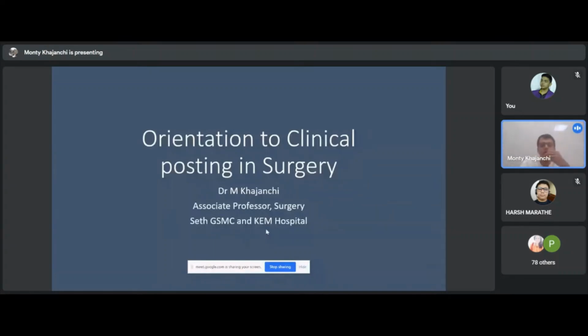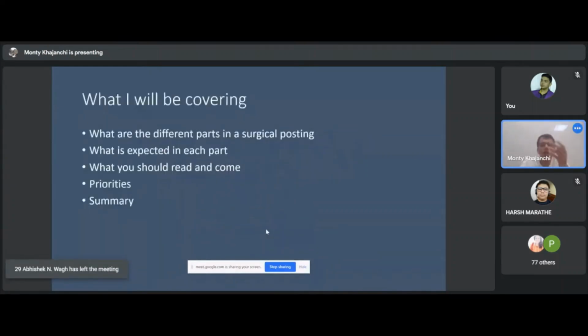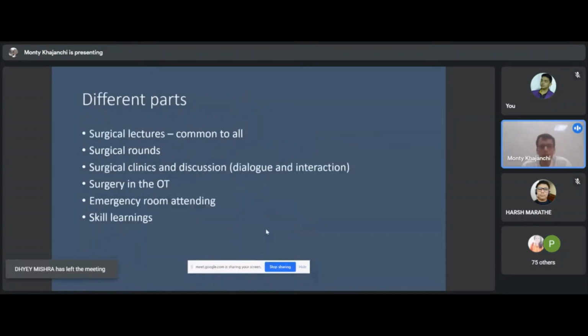So what I will try to do is quickly go through the different avenues or parts you come across during a clinical surgical posting. What is expected out of you in each of these parts? What you should be reading and coming to these things. What are the priorities? I think priorities is my summary slide. So these are things.